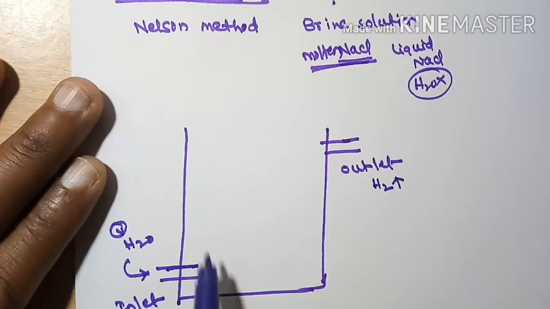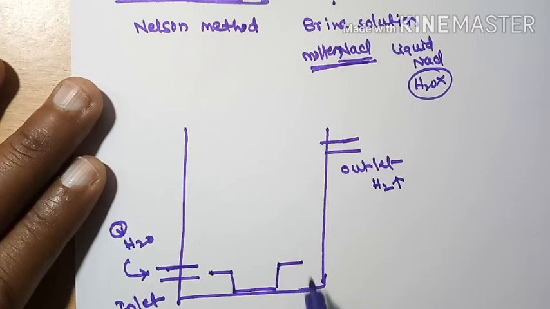How will we collect? Let me discuss. First I took a rectangular iron vessel, and at the bottom I took another plastic vessel or iron vessel. This is used to collect sodium hydroxide.